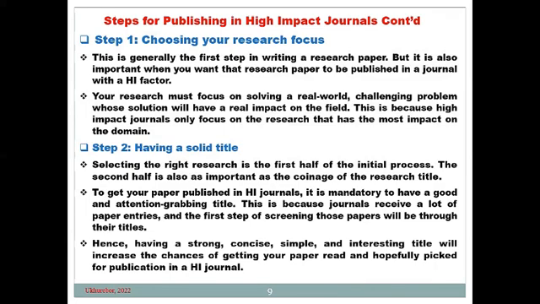This is also very important, especially if you want such research to be published in a high impact factor journal. Your research focus must focus on solving real-world challenging problems whose solution will have a real impact on the field you have chosen. This is because high impact journals only focus on research that has the most impact on that domain you have chosen.